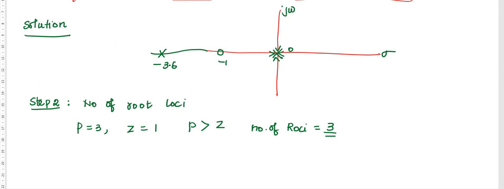There are 3 root loci according to the number of poles. One of the root loci starts from -3.6, and the other 2 root loci start from 0. And the open loop poles go to zeros or infinity. So first, here I am going to find the segments of the root loci.